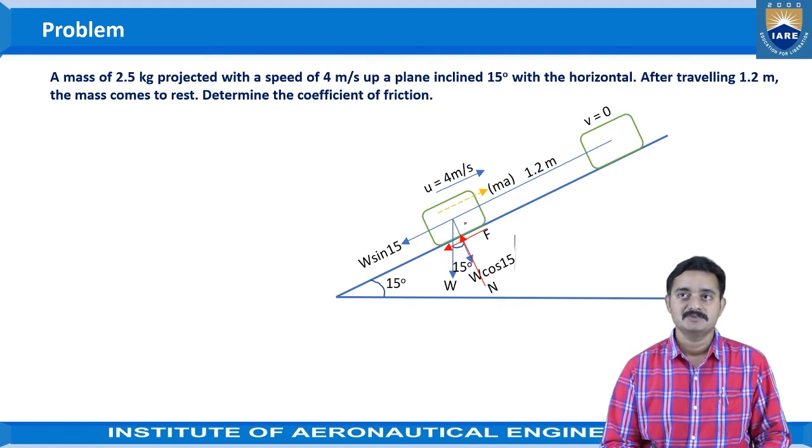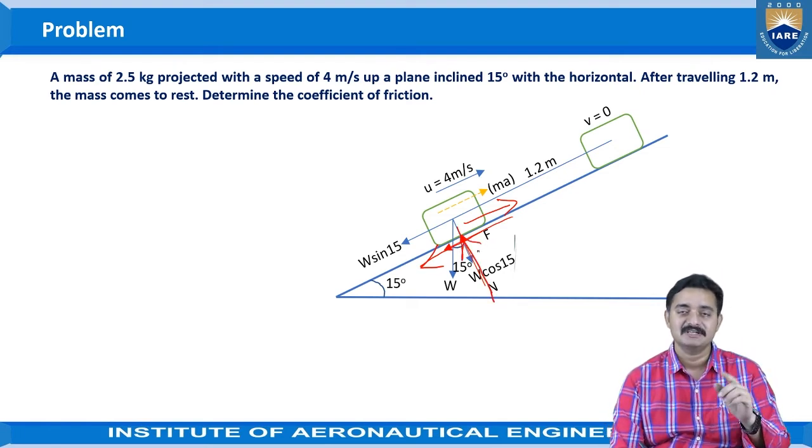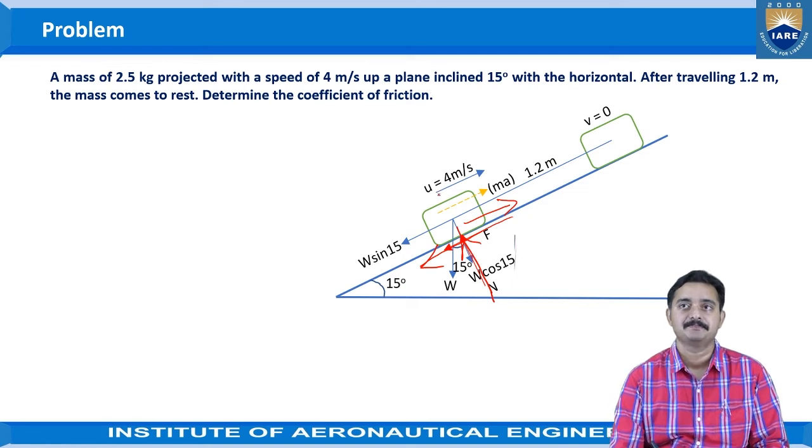As the object or mass is moving in the right side direction, we can directly say that the friction is acting towards the left side direction, and when the friction is acting towards the left side direction, the normal reaction will be towards the object.